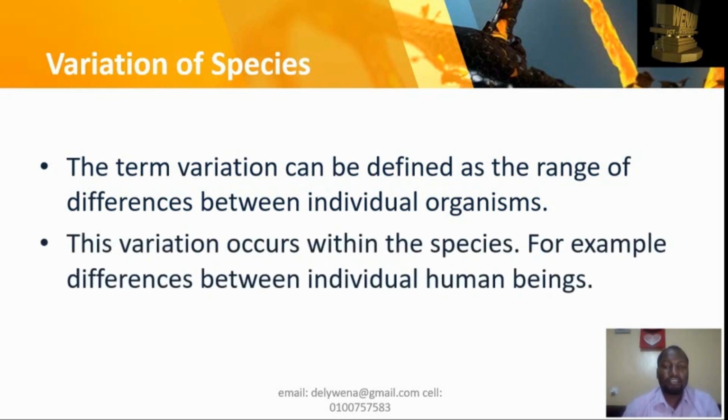Now, this variation occurs within species. For example, the difference between individual human beings. You may discover that even if we have identical twins, you may find that they have some features which they may not be sharing. That's what we call the individual differences in human beings. Brothers and sisters from the same father and the same mother may differ in terms of height, body size, skin color, etc. We're going to look at those. So those are what we call variation within the species.